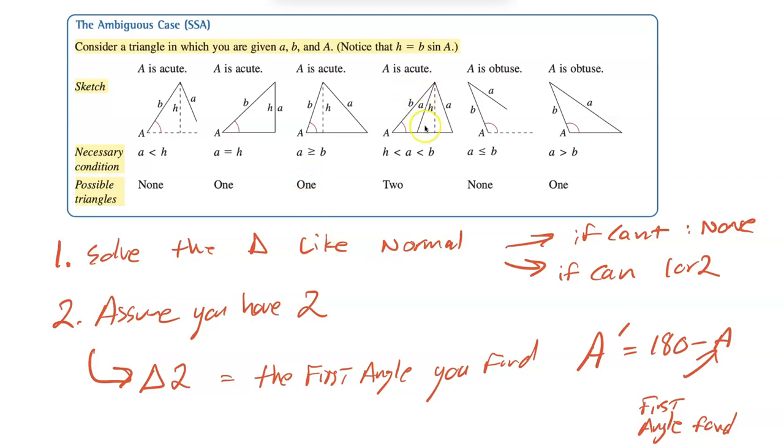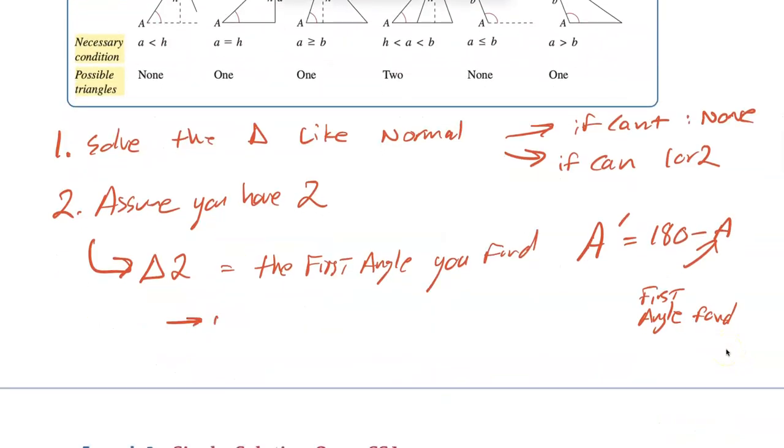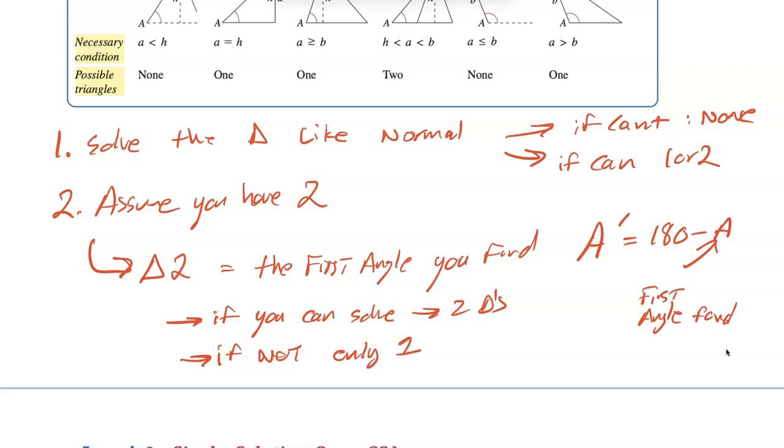So when you have two triangles, you found this angle here, and you're going to try to figure out what this angle is. You do 180 minus that one. So when there's two triangles, that's kind of the way it works. So when you want to assume there's two, whatever the first angle you found was, you can find A prime of that, the A in the second triangle, you do 180 minus that. If you can solve, two triangles. If not, only one. So for me, that's always been the easiest way.